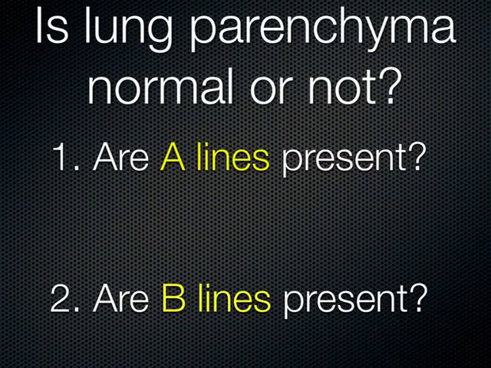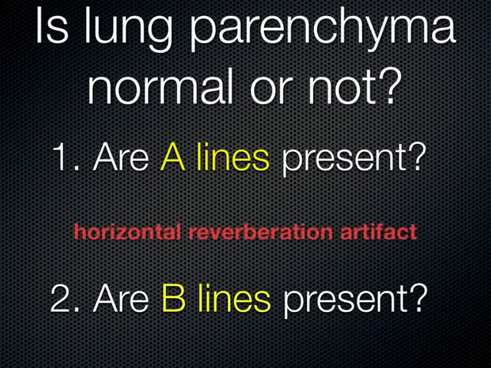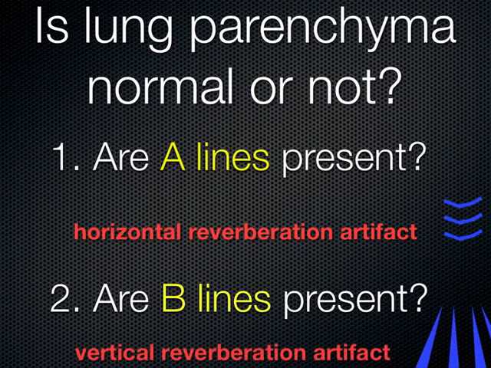So going back to the 2 fundamental questions: is the lung parenchyma normal or not? And the underlying questions that you're essentially asking are: are A lines present, and are B lines present? It is the evaluation of these artifacts, created by the interfaces with different acoustical impedances, that gives you clues to what the underlying lung pathology may be. A lines, again, as a reminder, are horizontal reverberation artifact. B lines are vertical reverberation artifact.